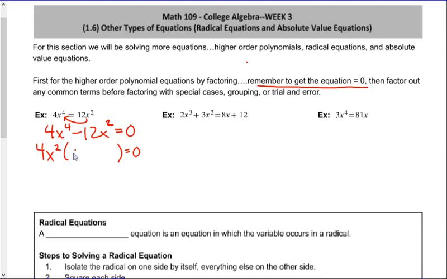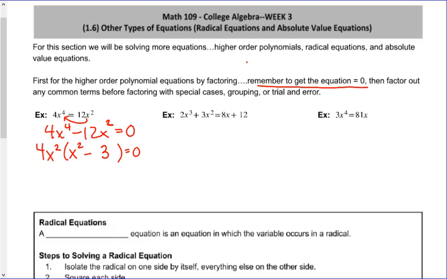Well, there are 2x squareds that are missing. Minus 4x squared times what gives me 12x squared. And so I need a 3 to go with the 4 to make a 12, and I already have that x squared out. So that only needs to have a 3.